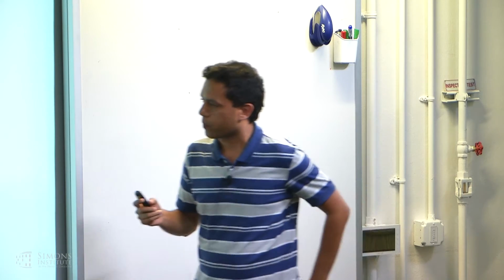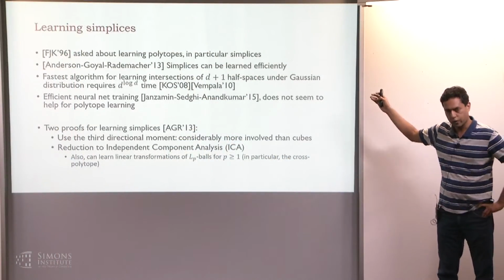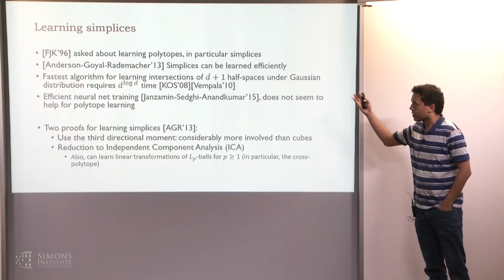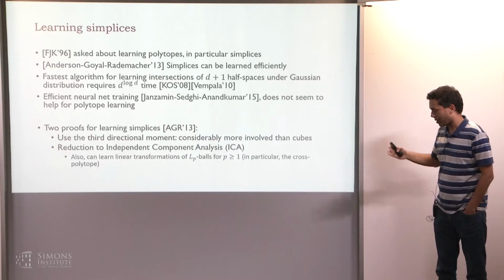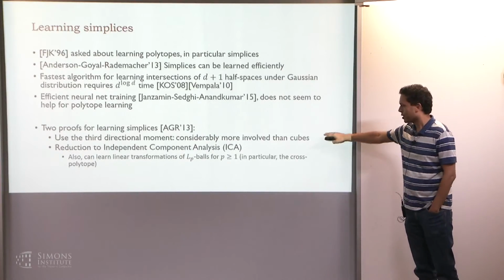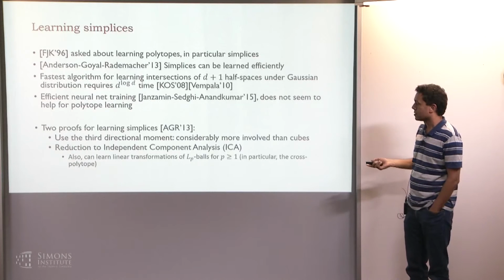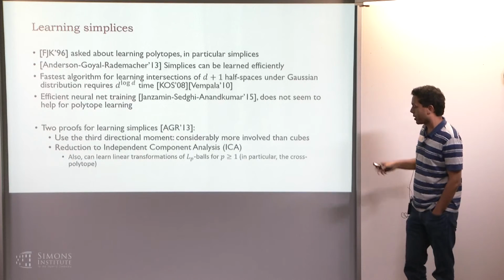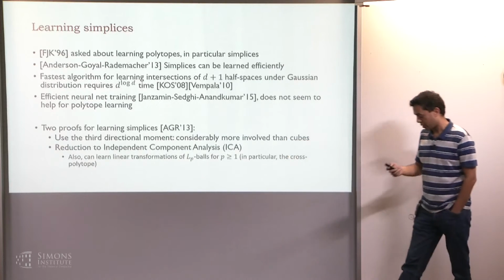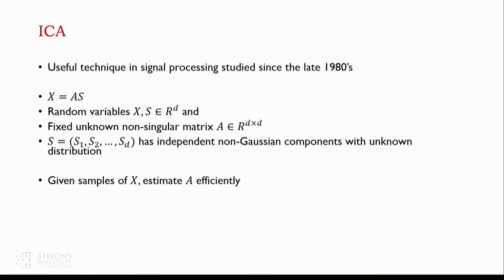Let me say a little bit about the proof. We give two proofs. The first proof is basically the same thing as what we saw for the cube. We use the third directional moment. The reason FJK didn't do it was probably that the computation of the polynomial becomes harder, even though it's lower degree. But morally, it uses the same general ideas. The other proof is a reduction to independent component analysis, and we can also do other bodies like Lp balls or in particular the cross polytope. So let me quickly say what independent component analysis is.